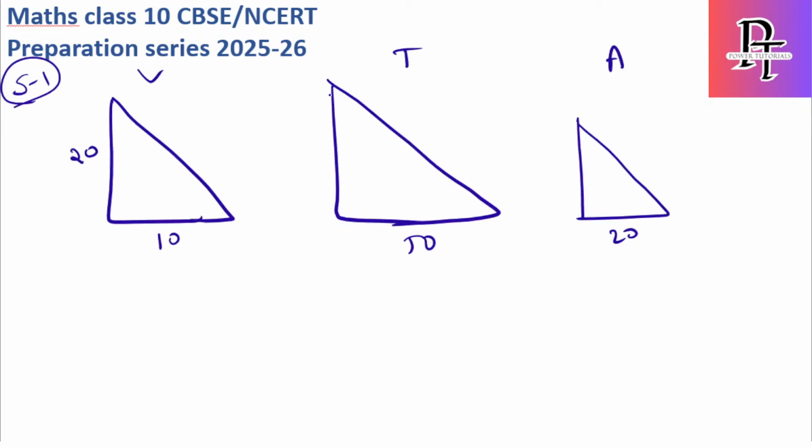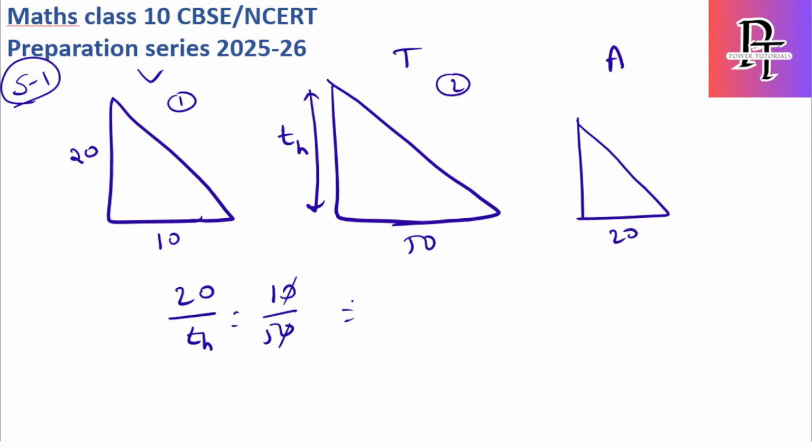So simply we have to use these triangles, Vijay's triangle and the tower's triangle, and write that the corresponding sides' ratios are equal. So 20 by TH, and I'm talking about scenario 1. Don't mix with other questions, okay? Because in scenario 1 only we know the shadows are 10, 50 and 20. So 20 by TH is equal to 10 by 50. This just gets cancelled out, so I will get the tower height as 5 into 20, which is 100 meters.